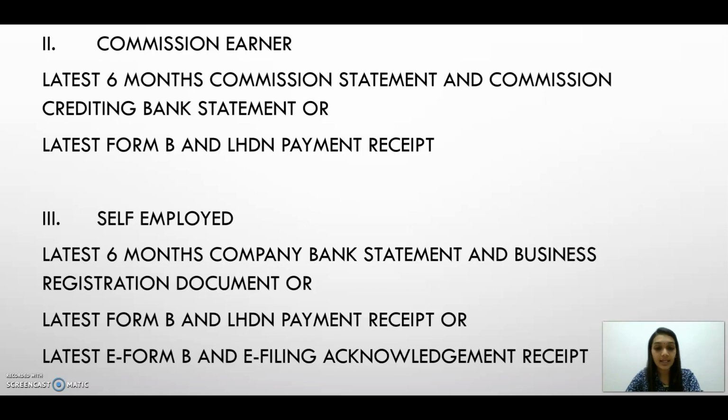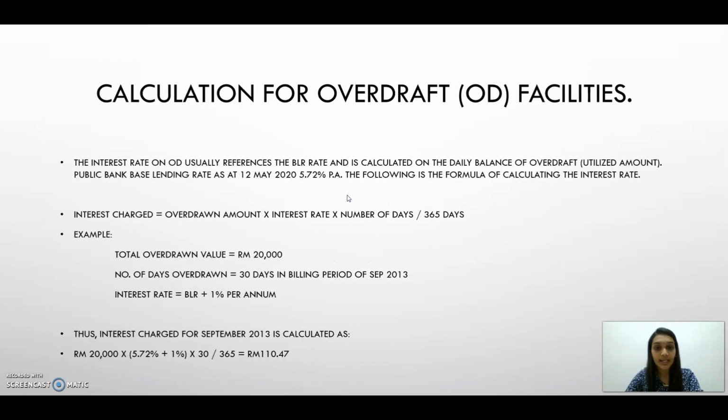These are the things every applicant should take note of before they apply for the overdraft. The bank may require additional documents if it is necessary. Next, I'm going to show the calculation for overdraft facilities. Here I have a few calculations with examples. First is the overdraft calculation.